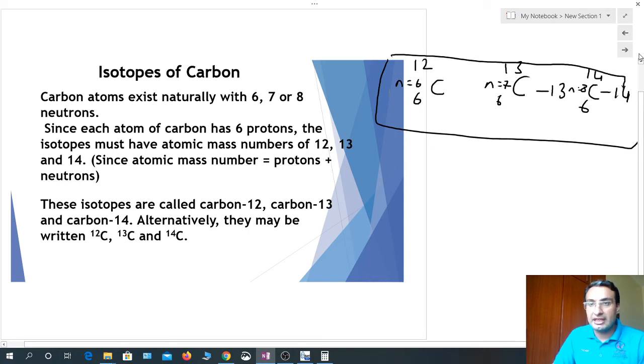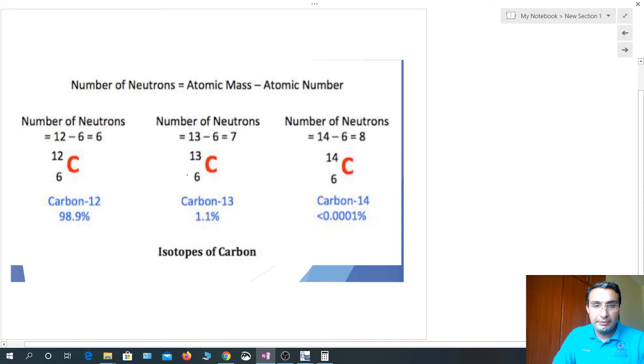So here I am going to explain like this. In this picture you can see carbon having 12 atomic mass, carbon having 13 atomic mass, carbon having 14 atomic mass. The atomic number is the same, 6, 6, 6. When we calculate, the number of neutrons is 6, 7, and 8. Here you may ask a question: what is this 1%, 98.9% and 0.0001%? Actually, just think like this: these are called abundance.